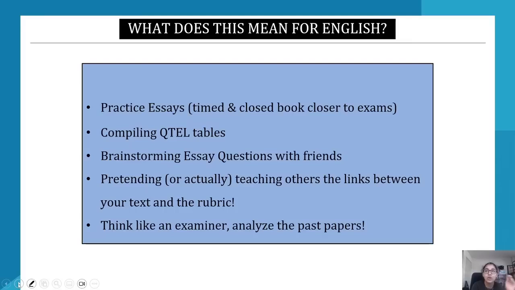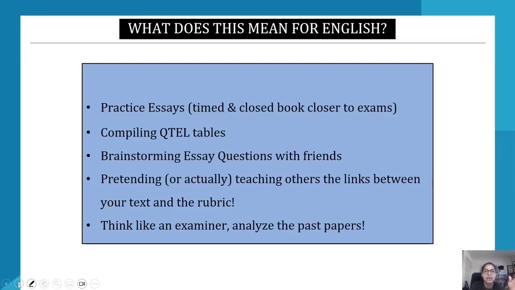And that way I know exactly what I'm supposed to talk about, and that goes straight into my essay. Brainstorming essay questions with friends can always help, like giving each other essay questions to write, or teaching others the links between your text and your rubric. That can be really helpful.